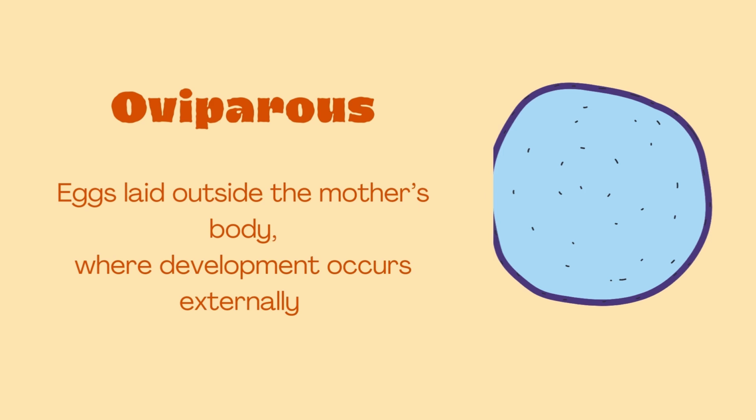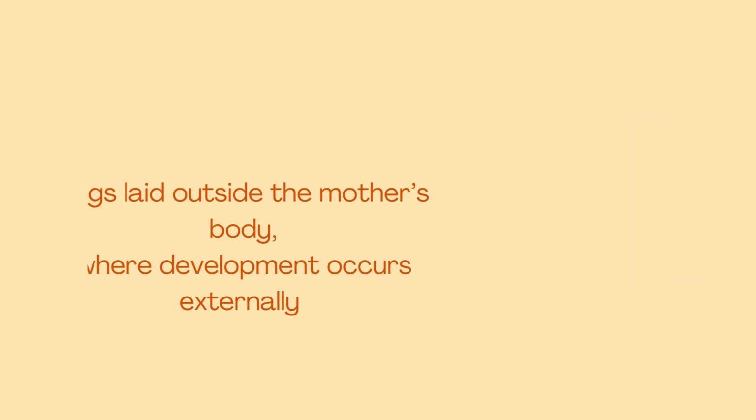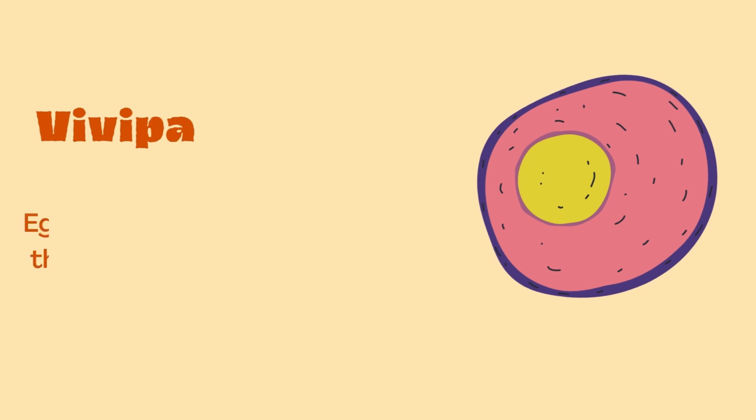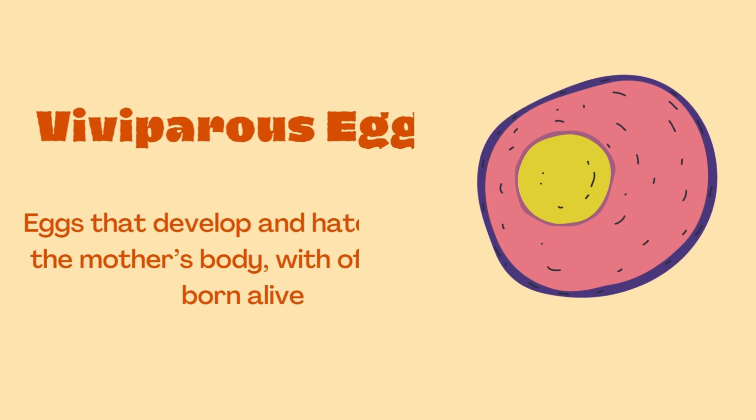The second one is viviparous eggs. It includes mammals like humans, where embryos develop within the uterus. So here is the case that the eggs develop and hatch in the mother's body, with the offspring born alive. Okay, the example as we said before, like humans, ovines, bovines, and all the mammals, of course.